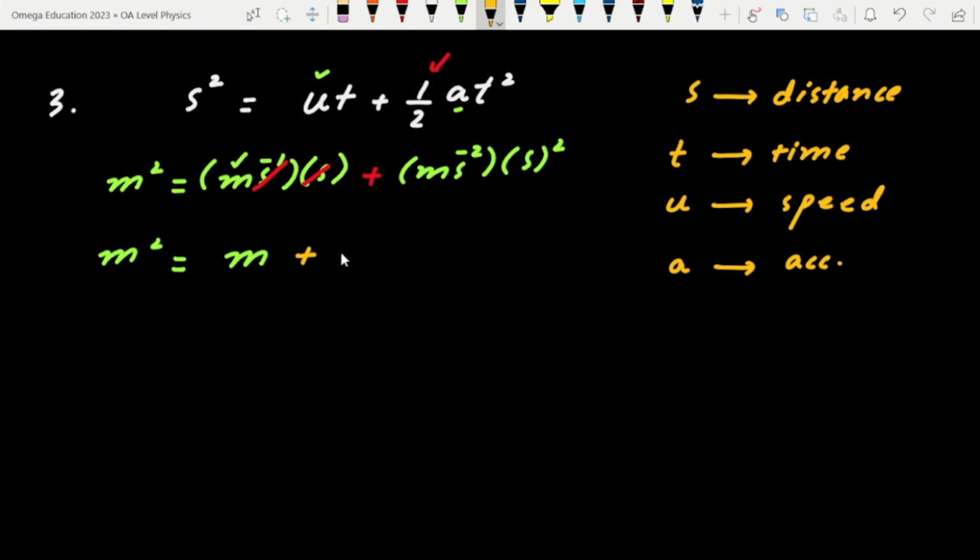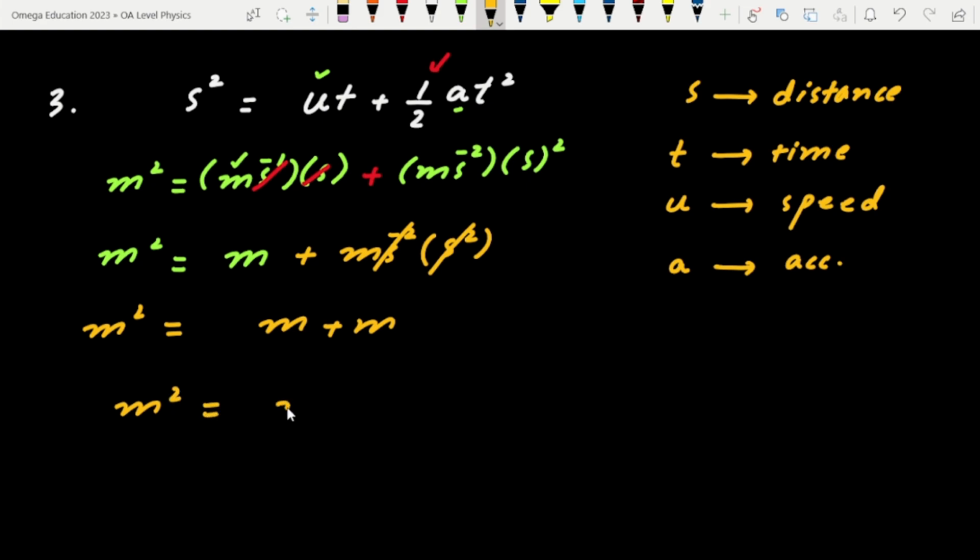Plus ms^-2 times s squared. Then s^-2 and s^2 would be cancelled out, and you'll be left with m plus m. So you add two quantities with the units meters, your answer would also be in meters. On the left side, you have meter squared. On the right hand side, you have meters. So this is a non-homogeneous equation.